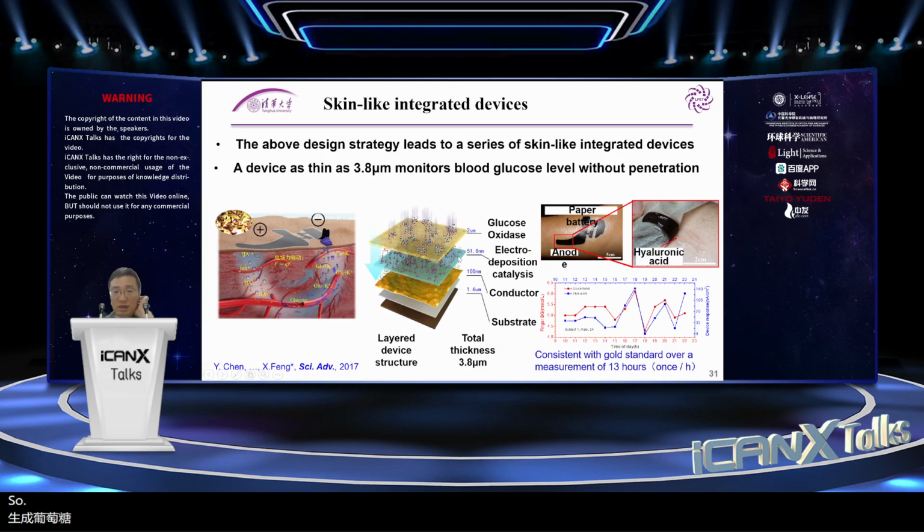For this device, we integrated glucose oxidase, electrodeposited catalyst, and conductor onto a very thin soft substrate, and then we attach it onto the body. When we apply the electric field, it will drive the glucose out of the vessel, and the electric field will drive the glucose onto the surface of the skin, and then we can measure the glucose. Using this method, we can change the glucose testing style.